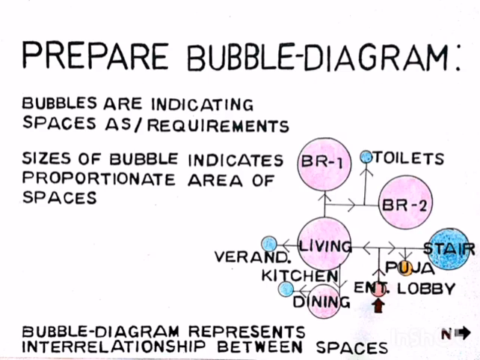Starting from entrance lobby to living, dining, kitchen, from living to veranda, from living to bedroom 1 and 2, then toilets, from entrance lobby to the other side, stair and puja spaces. Bubble diagram represents interrelationship between spaces.